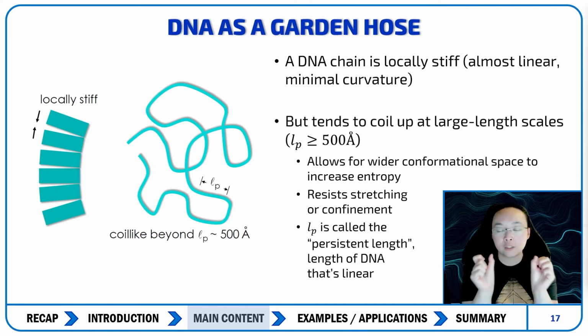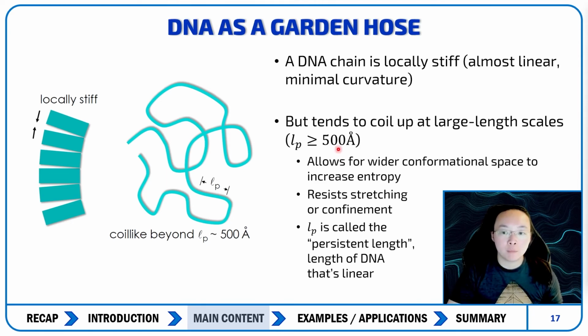Because if you piece a whole bunch of different locally stiff components together, you can end up with a lot of flexibility. So at large length scales, above or equal to 500 angstrom, you can get a much wider conformational space to increase entropy. So this resists stretching or confinement, and we now have a much better explanation and definition for what we call persistent length. That is the length of DNA that is considered linear. We have taken a look at persistent length before, and we are going to take a look at it in a lot more detail now.